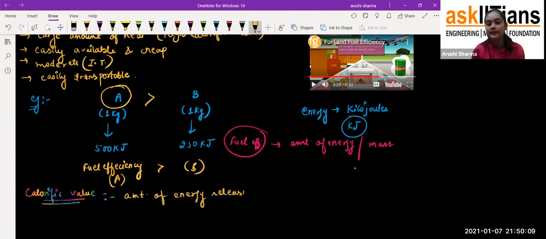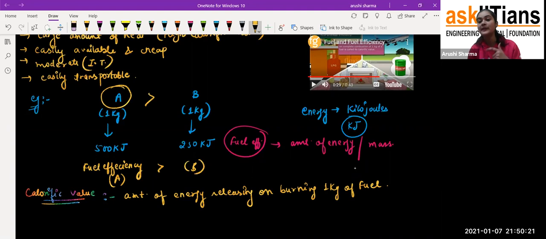The calorific value is the amount of energy releasing on burning 1 kilogram of fuel. Students, don't get confused with fuel efficiency. Fuel efficiency is per unit mass, which can also be 1 kilogram, and the calorific value is the amount of energy released by burning 1 kilogram of fuel. So calorific value tells the fuel efficiency. If the calorific value is high, then the fuel efficiency will be high, and only then are we getting more energy.